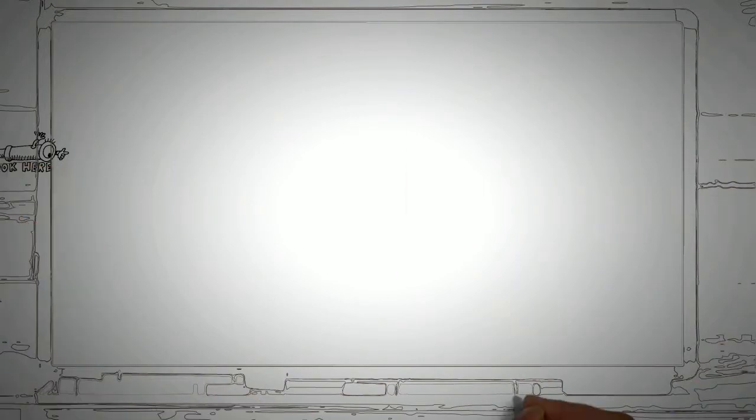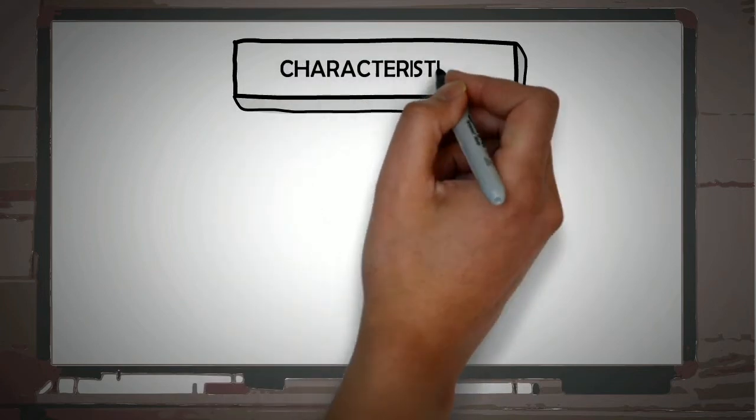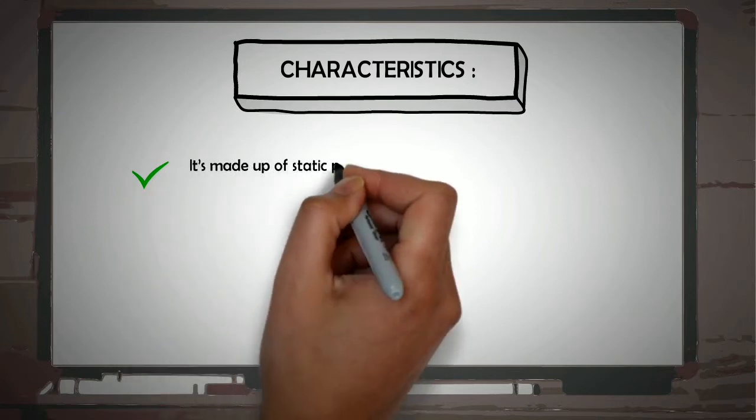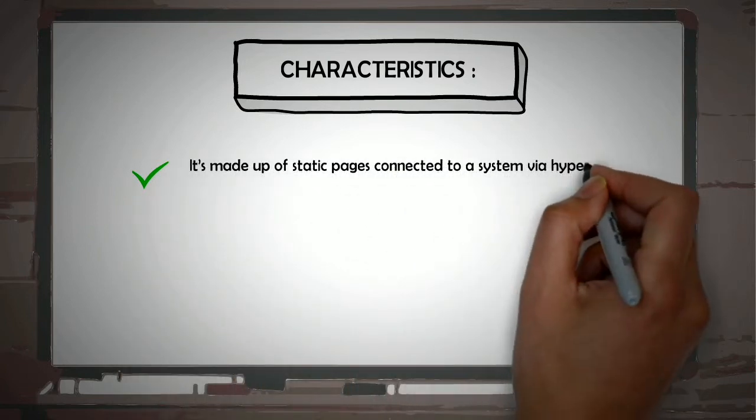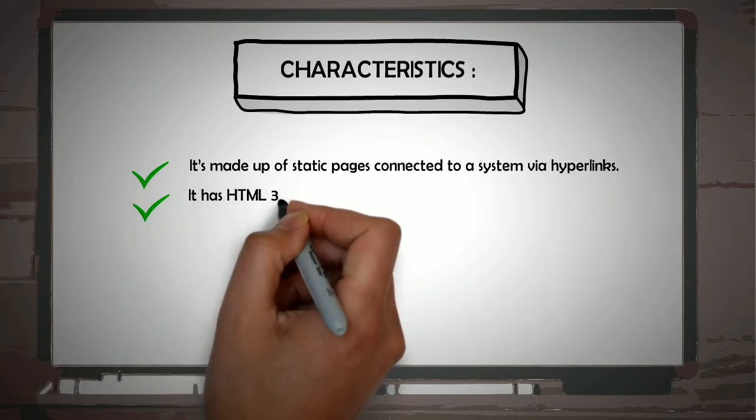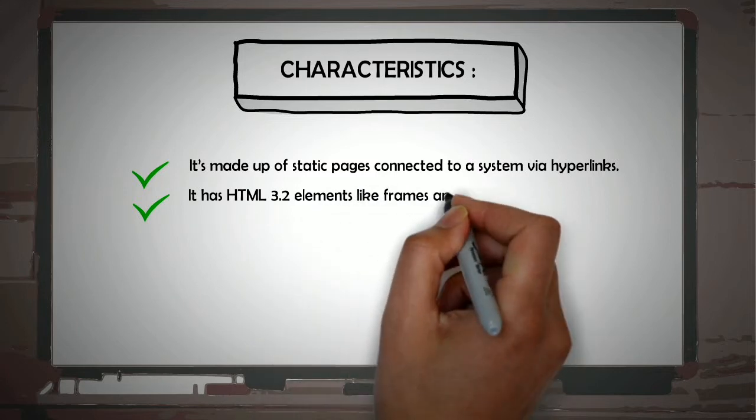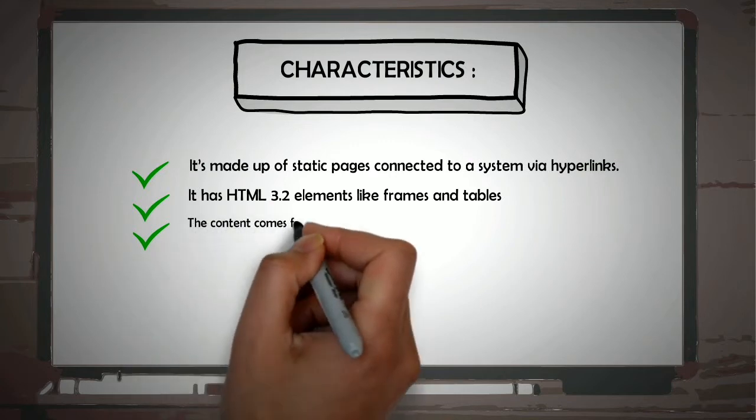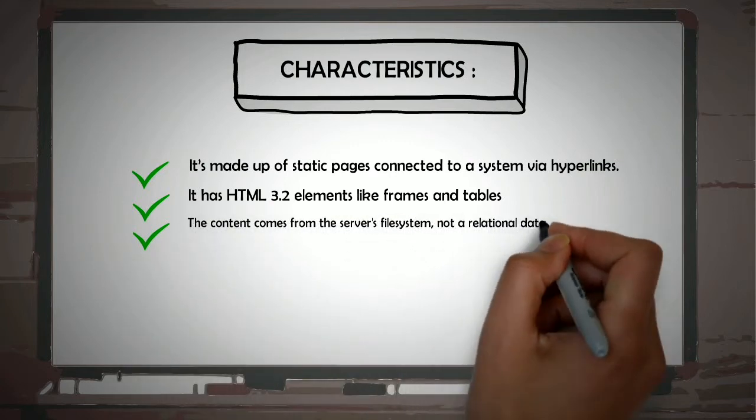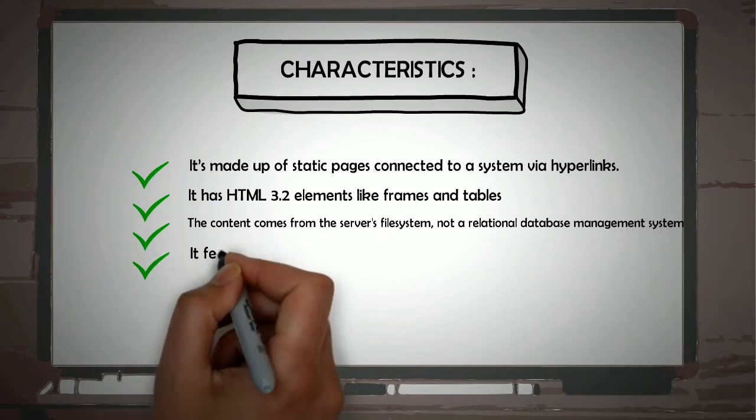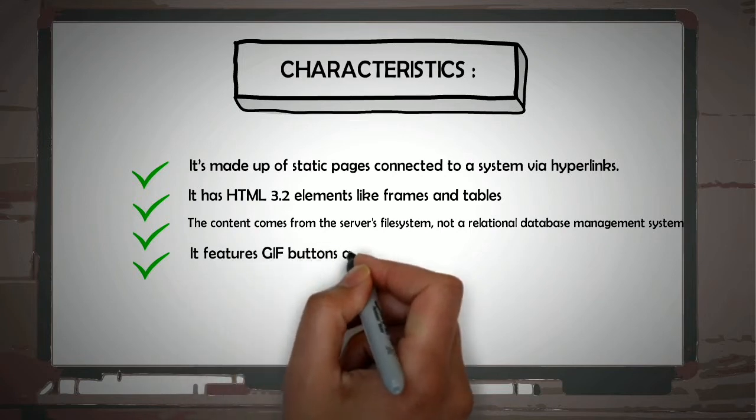So now we're going to discuss some characteristics of Web 1.0. It doesn't provide us as many fascinating features as Web 2.0 and Web 3.0. So it's made up of static pages connected to a system via hyperlinks. It has HTML 3.2 elements like frames and tables. That is quite a much older version of HTML. The content comes from the server's file system, not from a relational database management system. And the fourth one is that it has some GIFs and graphics.